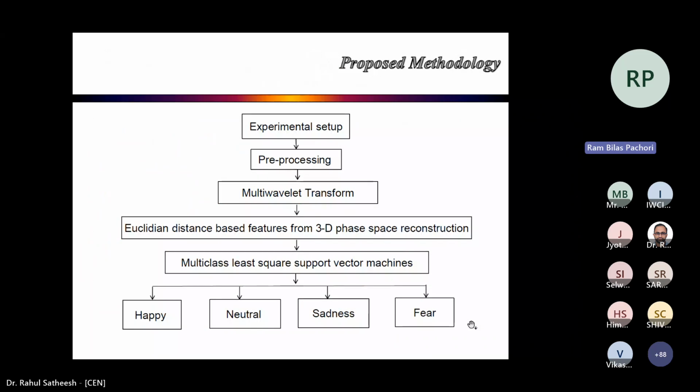So this is the proposed method. We have the experimental setup, then pre-processing, then multi-wavelet transform applied as a signal decomposition technique. Then we obtain the subbands, then Euclidean distance based features from 3D phase space reconstruction are computed. These features are given as input to a multi-class least-square support vector machine classifier. Then you have nice classification of happy, neutral, sadness, and fear emotions. Next slide, please.